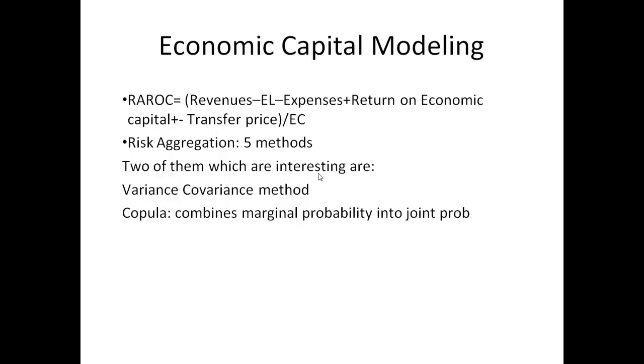Now, economic capital modeling is divided into two parts here. First is calculating the risk adjusted return for a bank, which is given by this formula: revenue minus expected loss minus expense plus return on economic capital minus transfer price upon economic capital. So this is the return. Now when we talk about adding up all these risks to find out the kind of expected loss that we can see, we have two methods out of 5 methods which are important. Those two are the variance covariance method and copula, which combines marginal probability into joint probability.